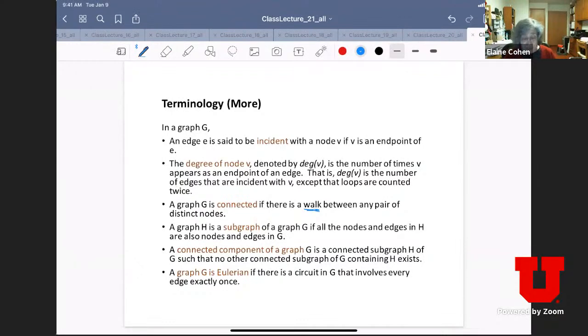A connected component of a graph G is a connected subgraph H such that no other connected subgraph of G containing H exists. So in the case where you have a connected graph, the whole graph is the component. Okay? And a graph is Eulerian if there is a circuit that is an Eulerian trail.